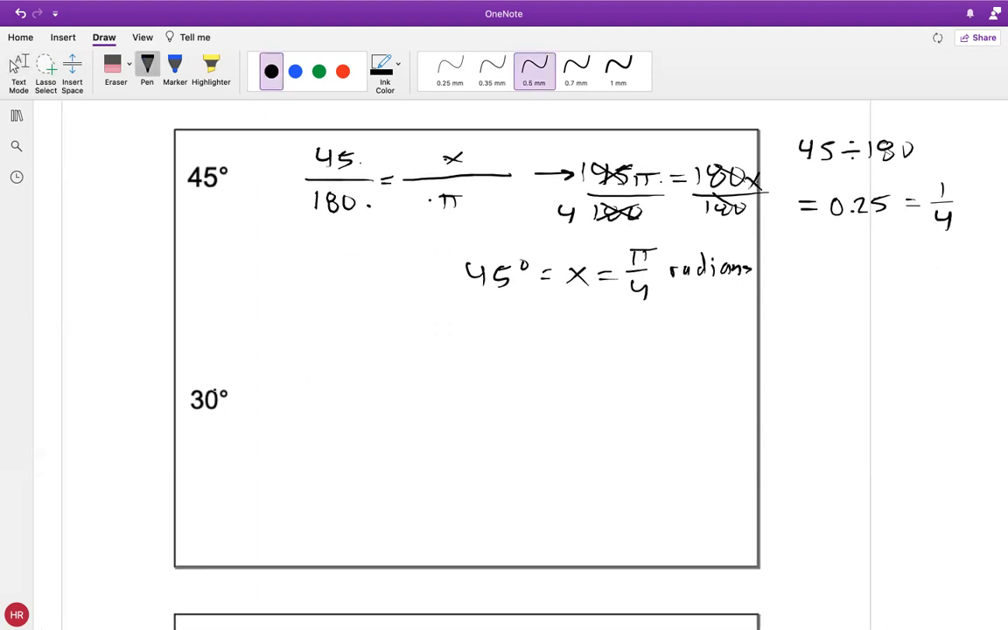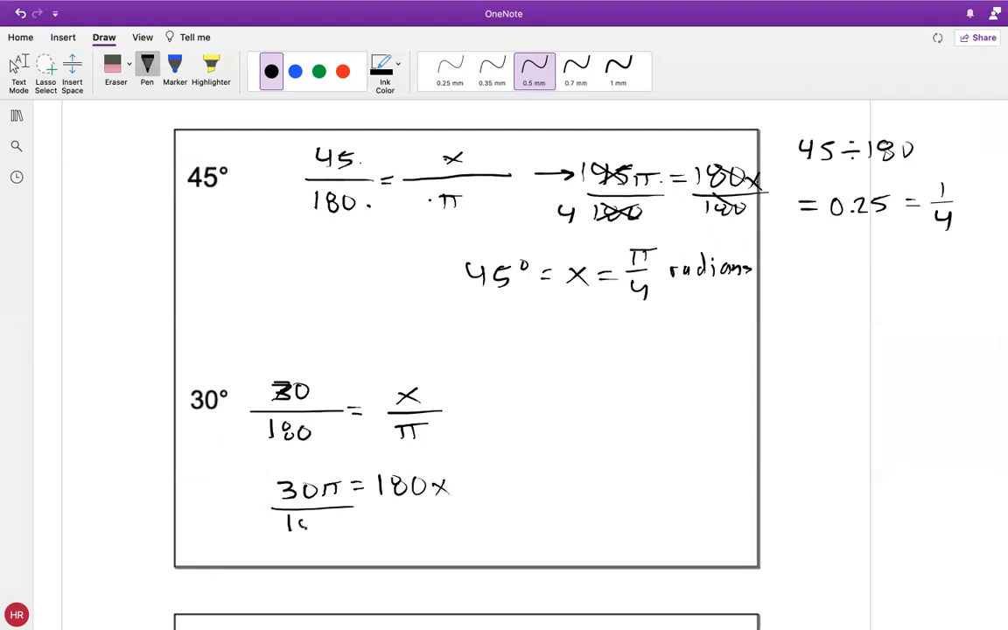Do the same thing with 30. Now instead of 45 over 180, I'm going to put the 30 over 180. 30 over 180 is equal to x over pi. Again, I'm looking for the number of radians, so I make that my x. I do my cross multiplying. I get 30 times pi equals 180 times x.